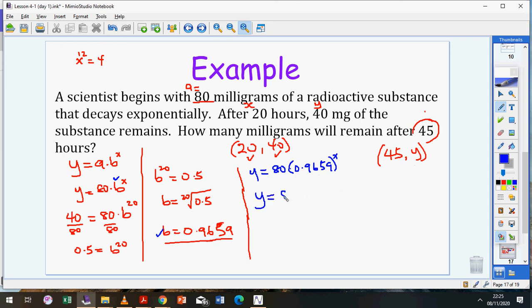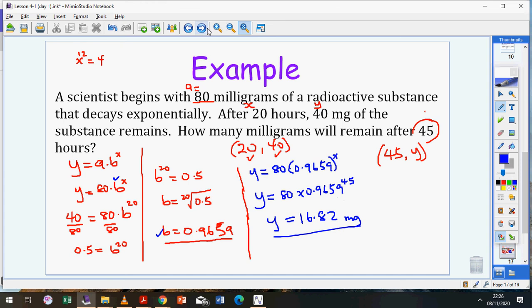80 times 0.9659 to the power of 45. So y, I'll just plug this in my calculator. 80 times that big number to the power of 45 gives me 16.82, if I round it up, 16.82 milligrams.